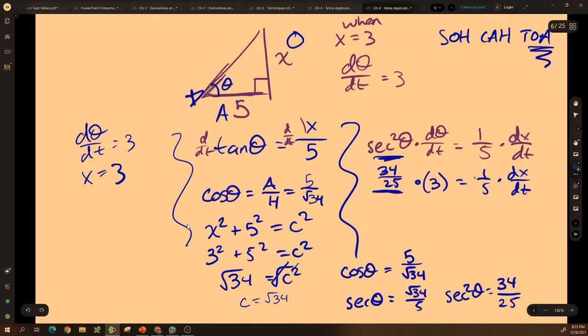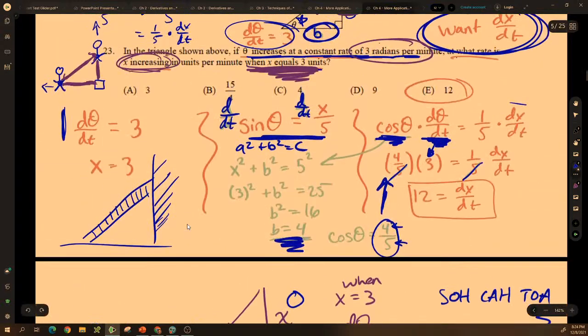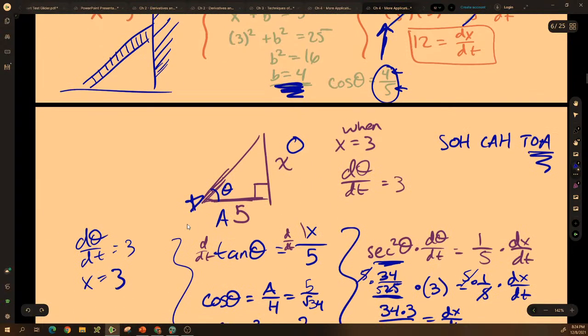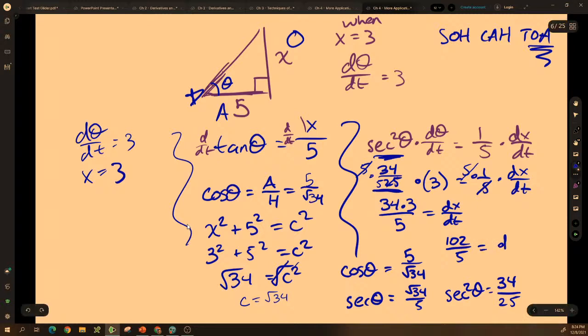So I'm going to multiply both sides by 5 to get rid of this denominator, to isolate for dx dt. That cancels down to 5. So I get 34 times 3 over 5 equals dx dt. 34 times 3 is 102, so this would be 102 fifths. And my units are whatever they gave me, inches per minute. Or they just said units per minute. So the units in this case are just units per minute. That's dx dt.